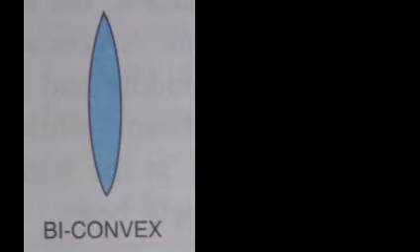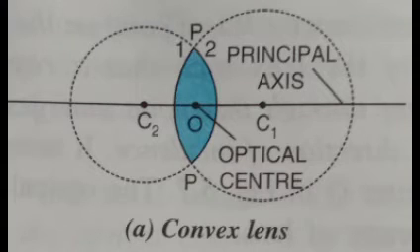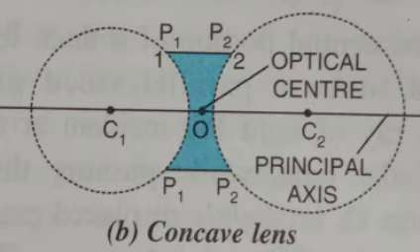Technical terms related to a lens. Number one, center of curvature. If you see a convex lens or concave lens, and you imagine a line or curve from the outer surface of the lens, then you will get a circle or circular path. Now, if you see the center of the circle, these centers, C1 and C2, are called the center of curvature.